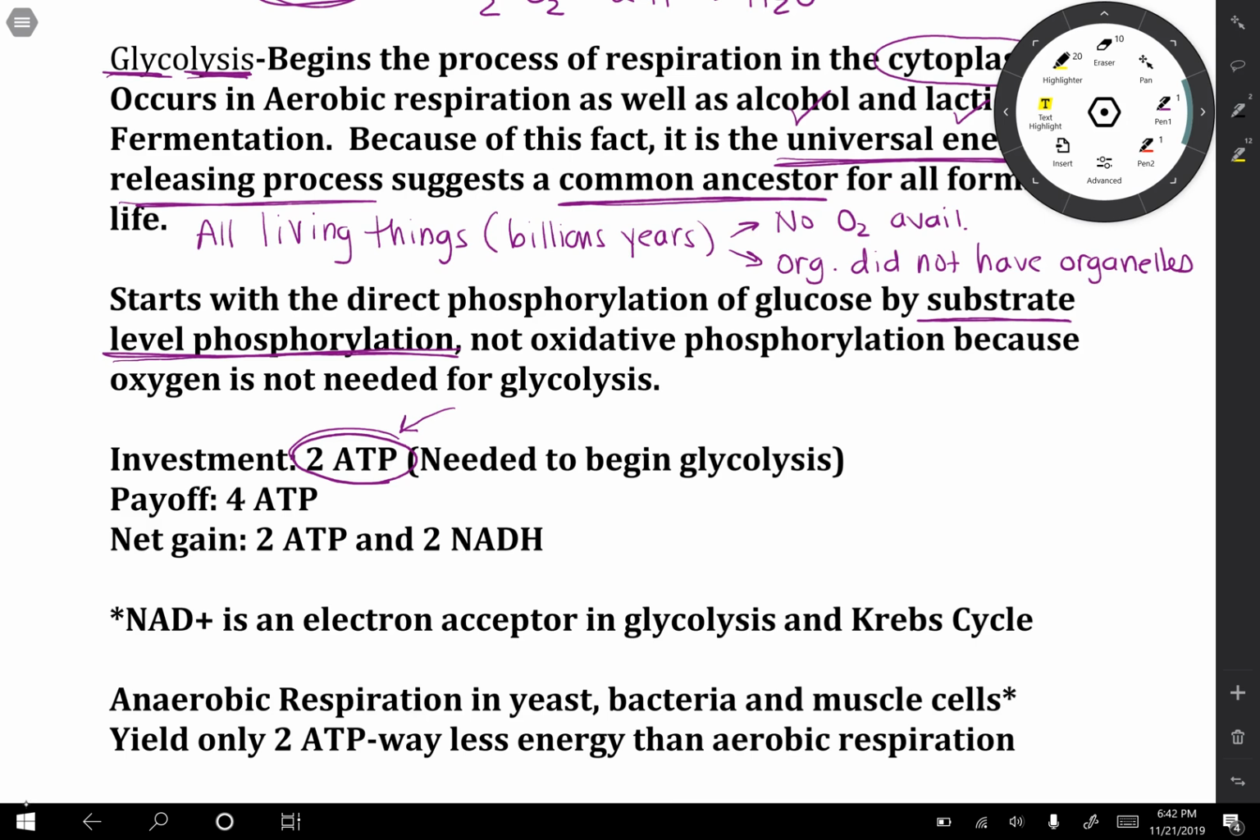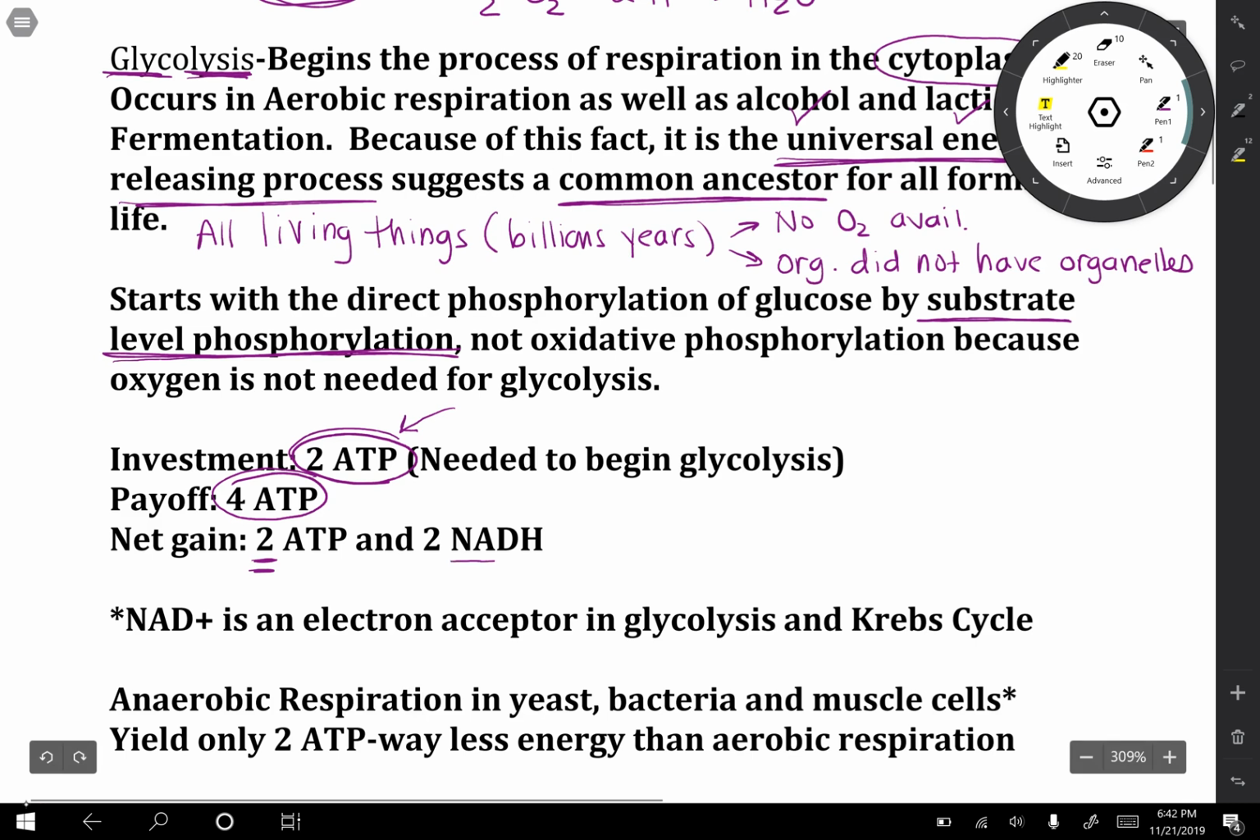And the payoff is going to actually be 4 ATPs. So you put in 2, you get out 4. That means you have a total net gain of 2 ATPs. And if you remember what I said earlier, anaerobic respiration is going to yield 2 ATPs. So if you are an anaerobic bacteria, for every glucose that you come in contact with, you will end up with 2 ATPs. You will also generate 2 NADHs.